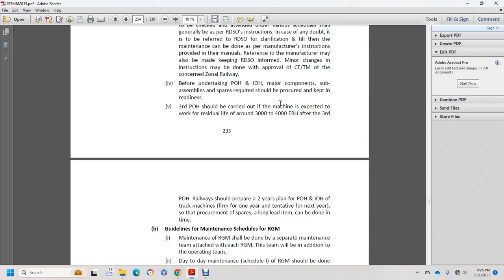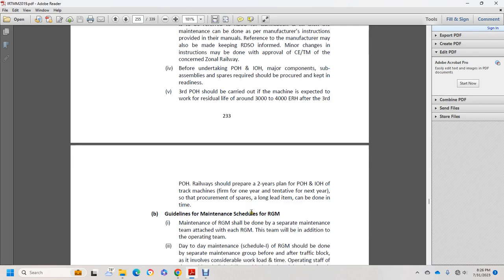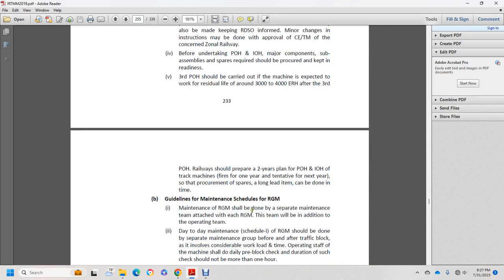Maintenance schedule for the rail grinding machine. Maintenance of the rail grinding machine should be done separately, with a team of the TAB for the region for the rail grinding machine. The team will be in addition to the operating team. Day-to-day maintenance of schedule 1 of the rail grinding machine should be done by a separate maintenance group before or after the traffic block, depending on the level of workload and time.